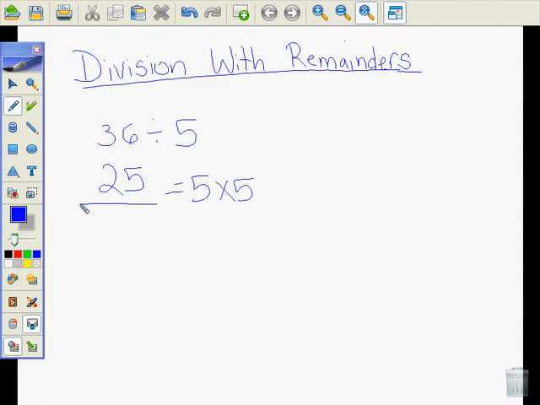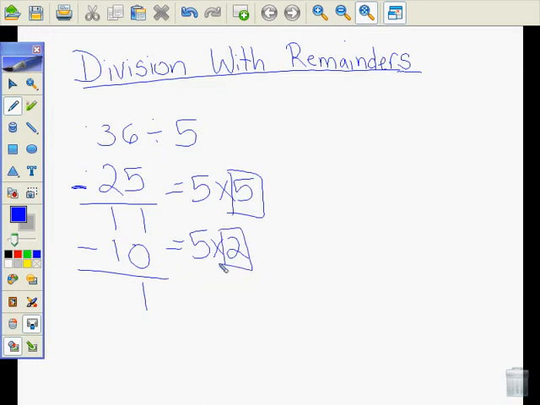Now I'm going to take 36 and 25 and subtract them. I know 6 minus 5 is 1, 3 minus 2 is 1 as well. So now I know 5 goes into 36 at least 5 times. Now I'm going to ask myself, how many times does 5 go into 11? I know 5 times 2 equals 10. Again, I'm going to subtract. I know 11 minus 10 is 1. So I know 5 can also go in again 2 times.